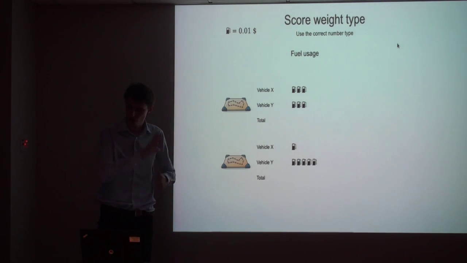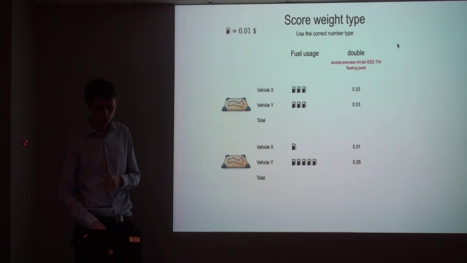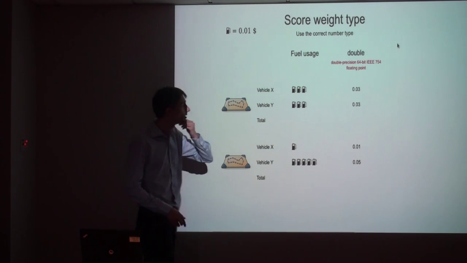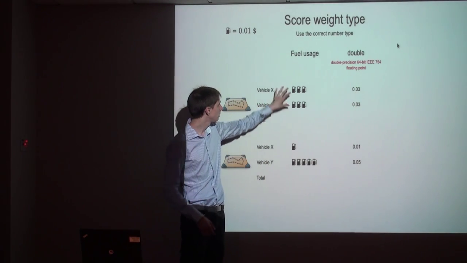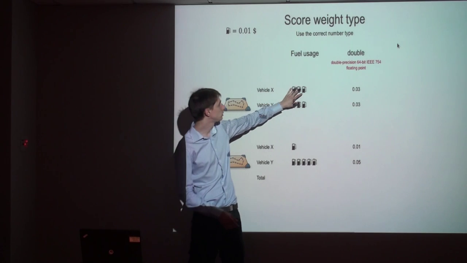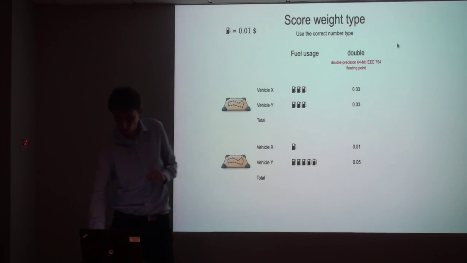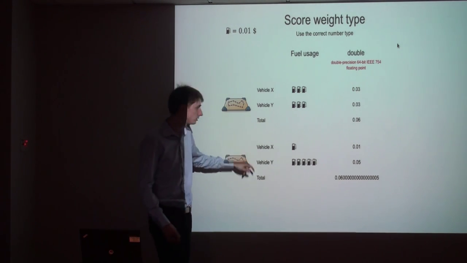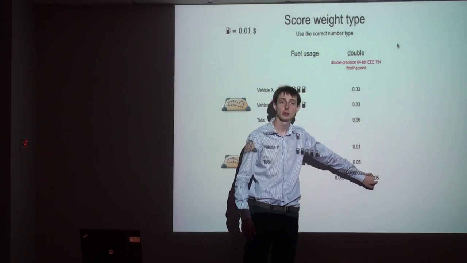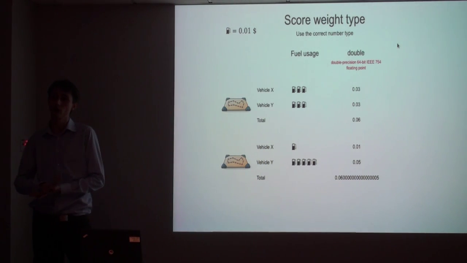So it's important that you use your right score weight, by the way. If you use, for example, double, and you have 0.03 for this, so you have here vehicle routing, which is 3 fuel units for vehicle X and 3 for vehicle Y. And the total for the first one would be 0.06. But the second one, if it's a double, you'll actually get a rounding error. So it's important that, if you use a score type, you use a correct score.